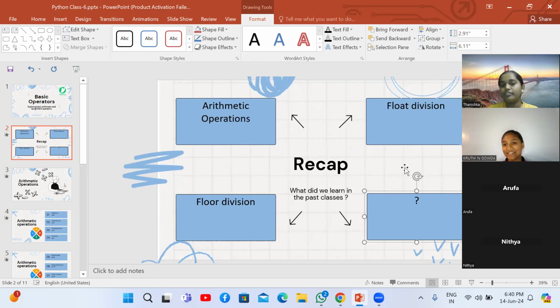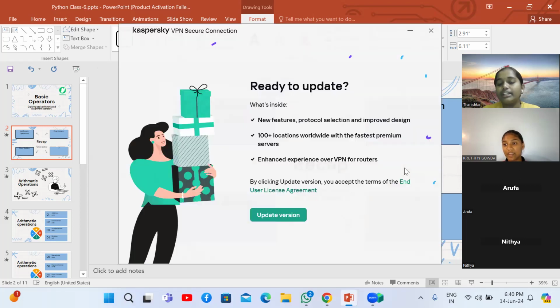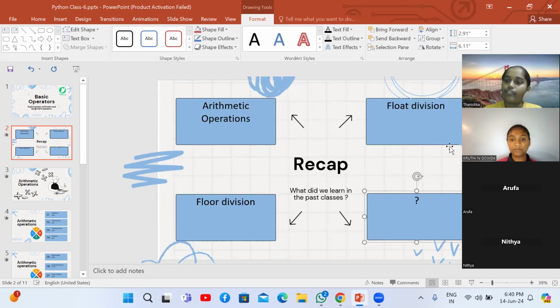I can't tell that with a sentence. For example, if I divide 9 and then double slash 5, then what will be the answer if I use double slash? 9 divided by 5?